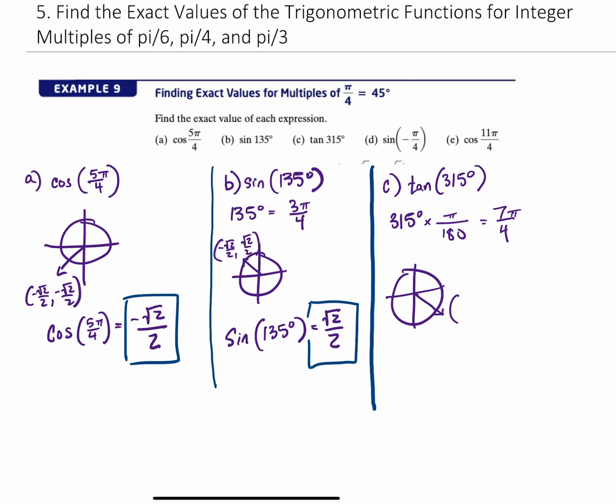So this would be the coordinate point. In the fourth quadrant, x is positive, so positive root 2 over 2. Y is negative, negative root 2 over 2. And I'm looking for the tangent. So the tangent of 315 will be the sine over the cosine. The sine is the y-coordinate point. You can already see this will simplify to negative 1, because I have negative root 2 over 2 over positive root 2 over 2. This will equal negative 1.